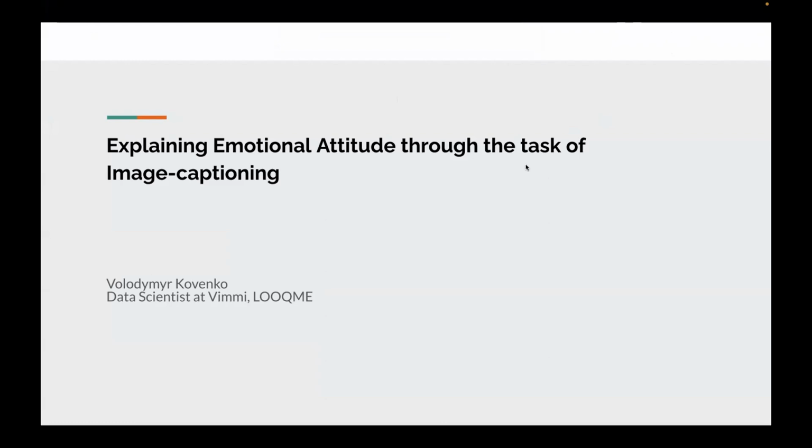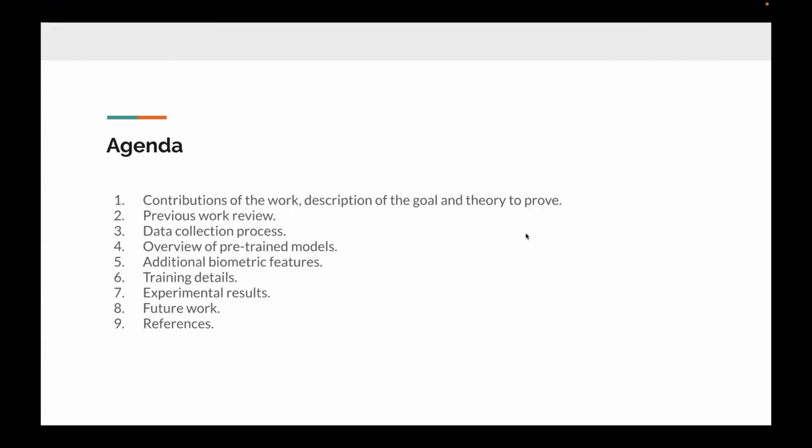Let's start. So first of all, let's start with the brief agenda of today's speech. First of all, speak about the contributions of the work, its description of the goal and the theory that we wanted to prove. Then briefly discuss the previous work review, data collection process, have an overview of pre-trained models that were used in the final model, and also speak about the additional biometric features which were used in the final approach. Then we will discuss training details and experimental results, and we'll have a brief session regarding the future work.